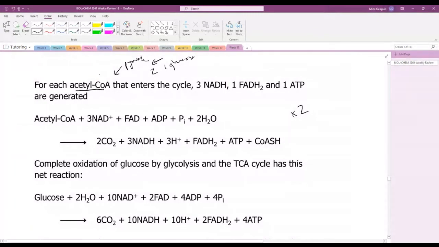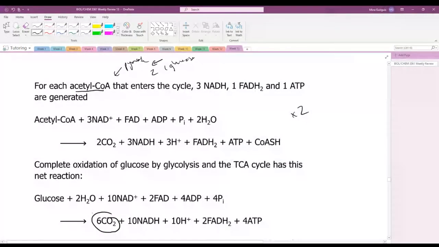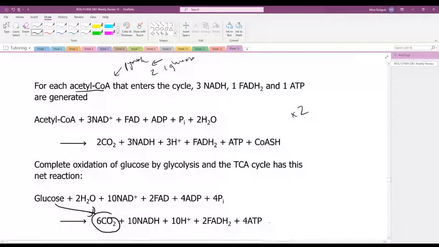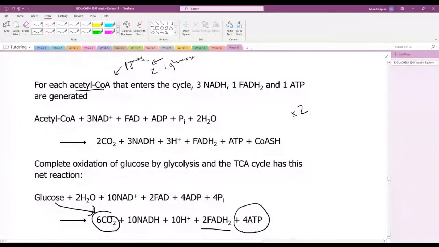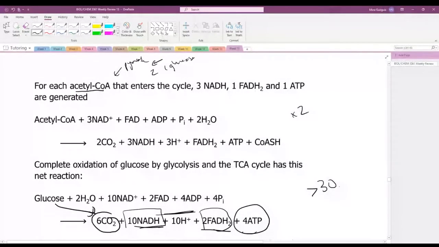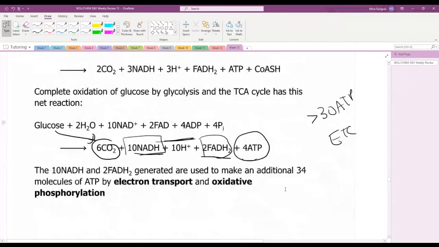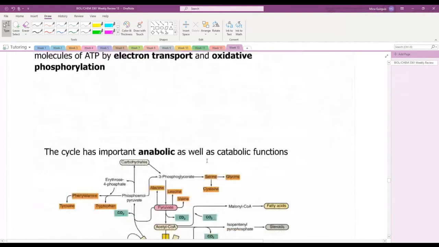And actually, if we put together what happens in glycolysis and the TCA cycle, that's what we get below. From glycolysis and the TCA cycle, we get 6 carbon dioxide, so glucose is completely converted to CO2. We get 4 ATP, so some energy, 2 FADH2, and 10 NADH. These two are where the energy really comes in, right? We talked about getting more than 30 ATP. We're going to talk about that next week. The electron transport chain is how we get to that 30, or more than 30. It makes an additional 34 molecules of ATP by electron transport and oxidative phosphorylation.